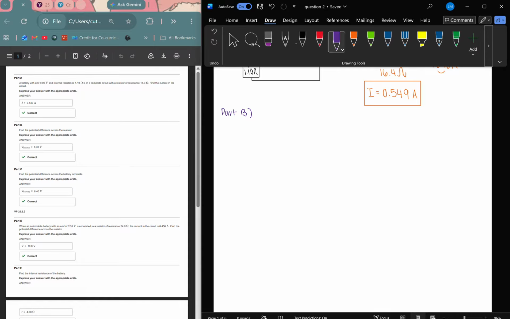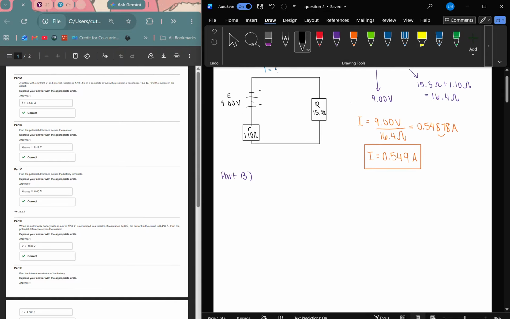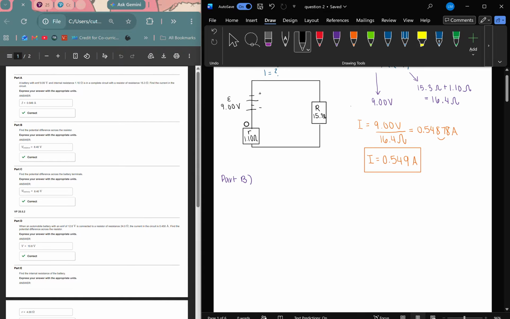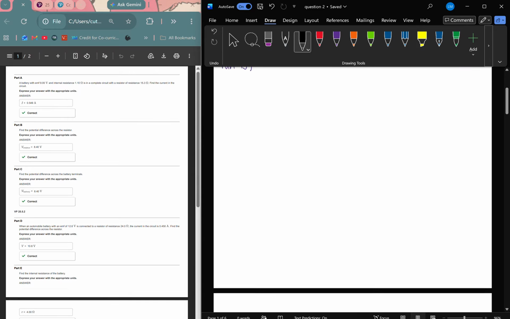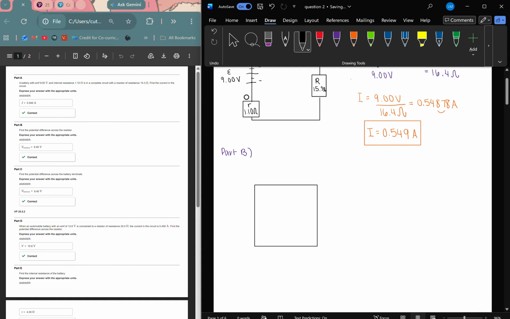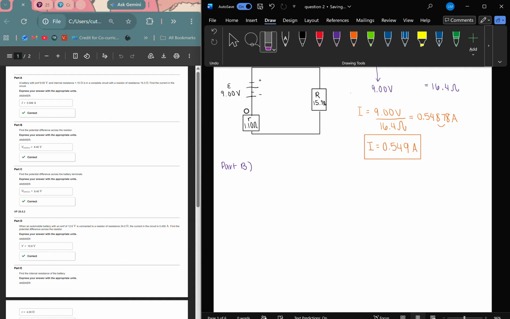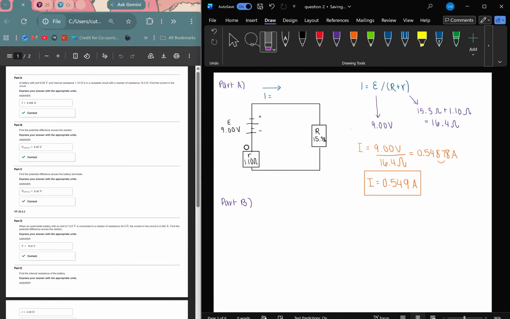I'm just going to copy the diagram from part A, but since it was missing the current, now we know the current and we're just going to add it. Or actually, I'm just going to use the same diagram up here. So we're going to fill that up. We're going to put 0.549 amperes. So now we know the current, and we're trying to find the potential difference across the resistor.